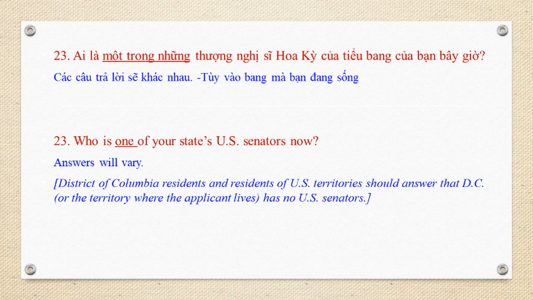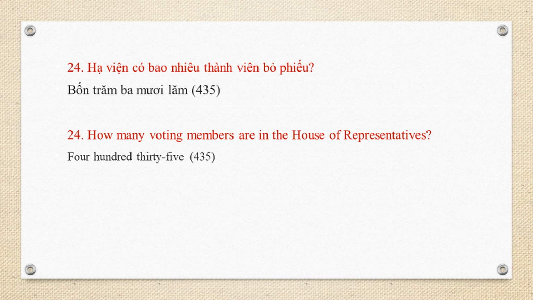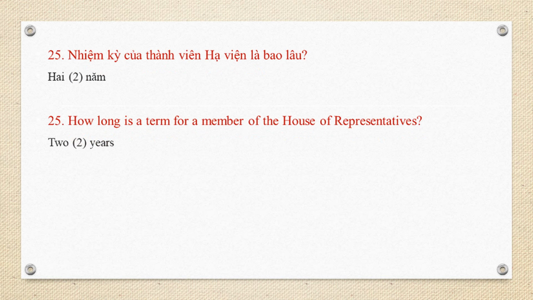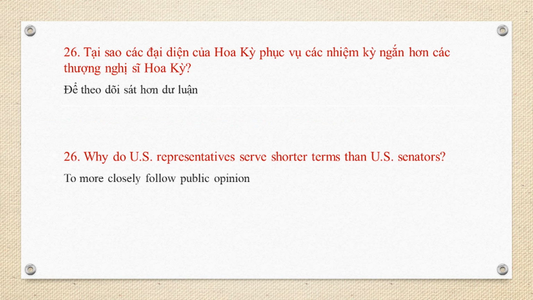23. Who is one of your state's U.S. senators now? 24. How many voting members are in the House of Representatives? 435. 25. How long is a term for a member of the House of Representatives? 2 years. 26. Why do U.S. representatives serve shorter terms than U.S. senators? To more closely follow public opinion.